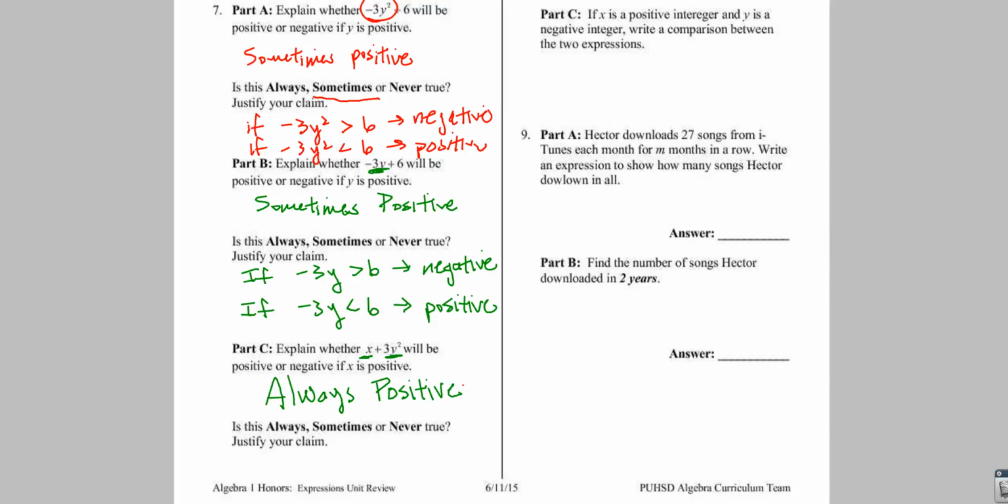And justify your claim. Since x and 3y squared are always positive. I should have said since, should have said because.